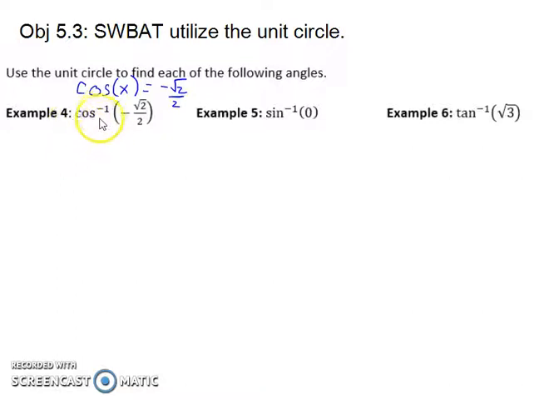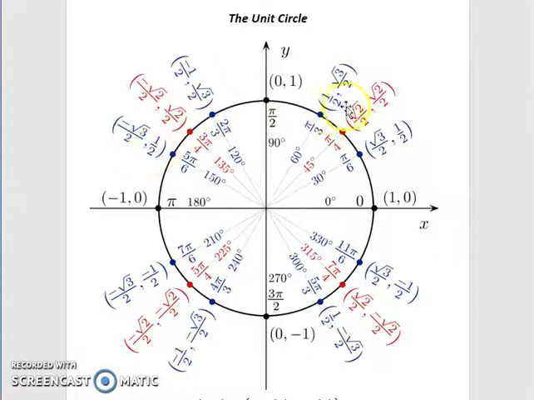Cosine is the x value. So what this is saying is, when is the x value equal to negative root 2 over 2? And that's what these are all saying. Obviously, cosine and sine are different and tangent is different, but it's asking for what angle gives you this x value. So we're going to look at the unit circle, look at all the x values, and find when that occurs.